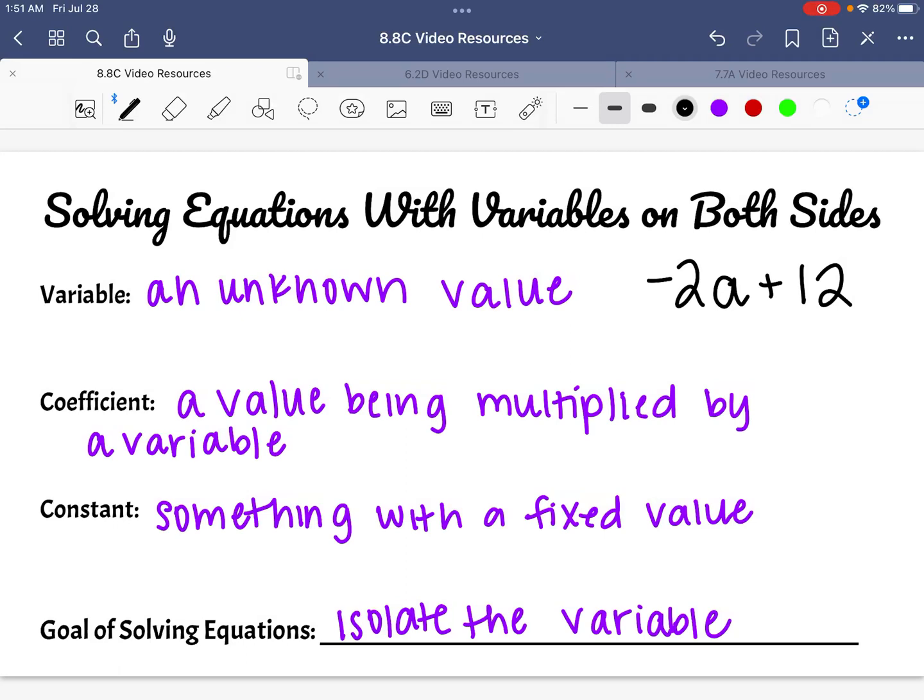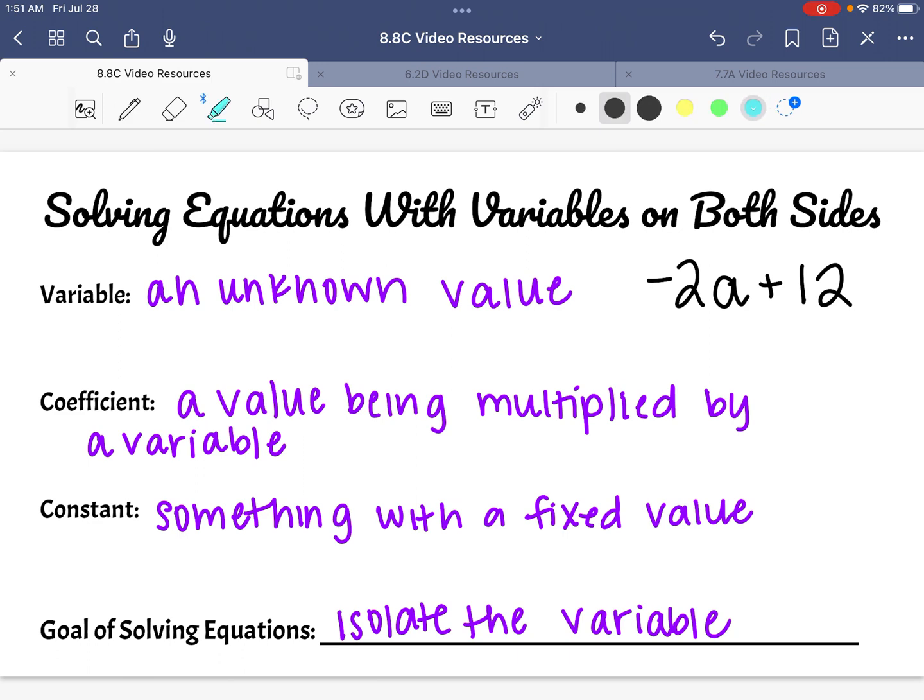Hey guys, today we're going to be looking at solving equations with variables on both sides using algebraic thinking. And the first thing that we want to cover is some vocabulary that we'll want to be very comfortable using. The first word is variable, and a variable is just something that we do not know. It is an unknown value.